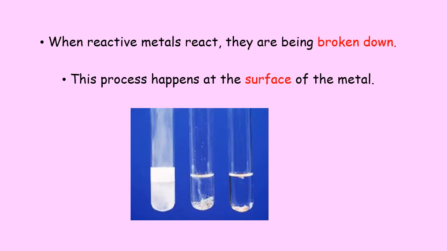Well, when reactive metals react, they are being broken down, and you will always see chemical reactions happening on the surface of the metal. So if it's a very vigorous reaction, you will probably see lots of bubbles on the surface of the metal. If it is a slower reaction and maybe a less reactive metal, you could see some slow bubbling, but you might also see a change in color of the metal.